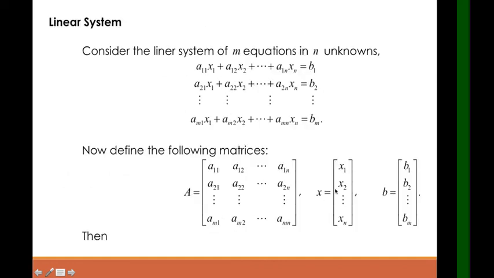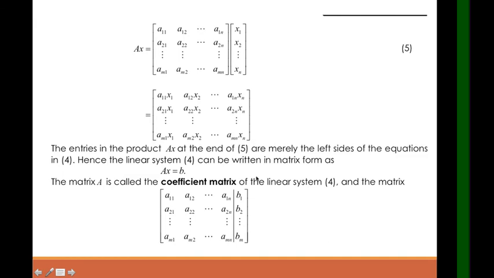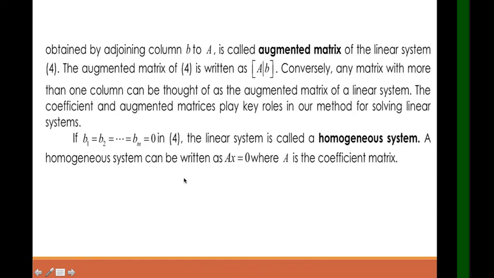Number 4, that's number 4. Where's that number 4? Di kaya nasulat. I think this one. This is the number 4. Okay? That is a sub 11 up to a sub mn, b sub 1, b sub 2 up to b sub n. A representation for Ax equals b, obtained by adjoining column b to A, is called the augmented matrix of the linear system of number 4. The augmented matrix of 4 is written as the square bracket of A slash b.